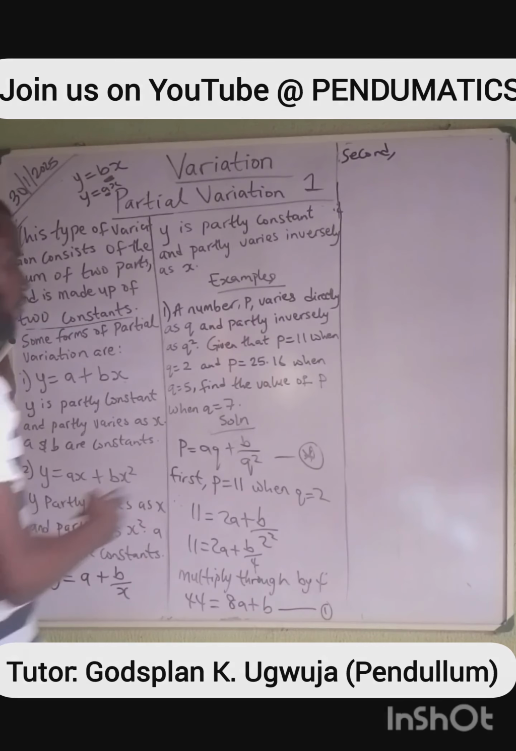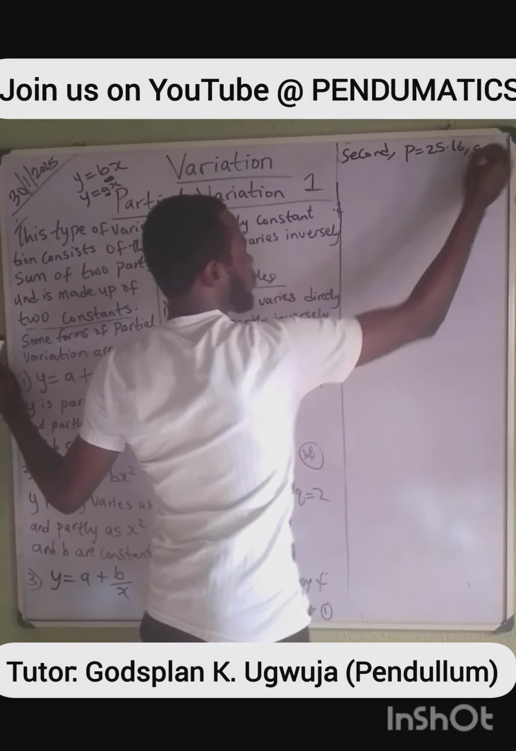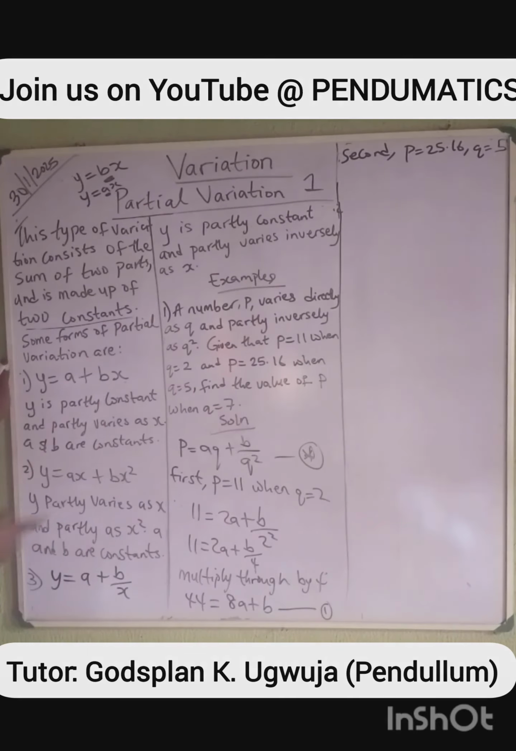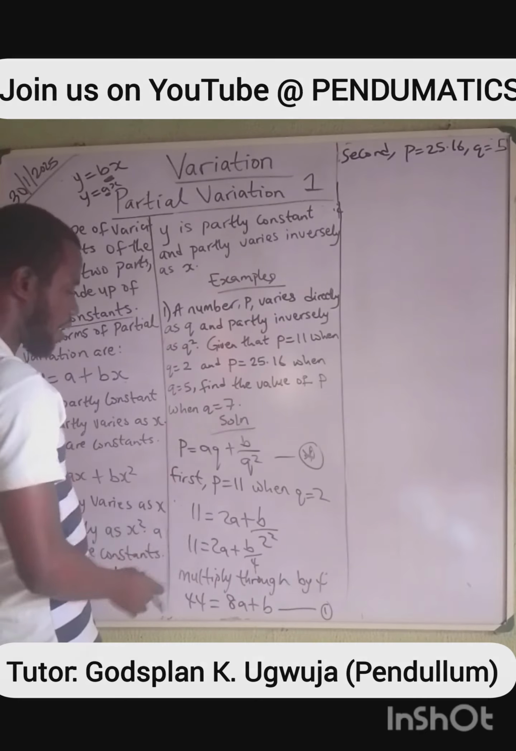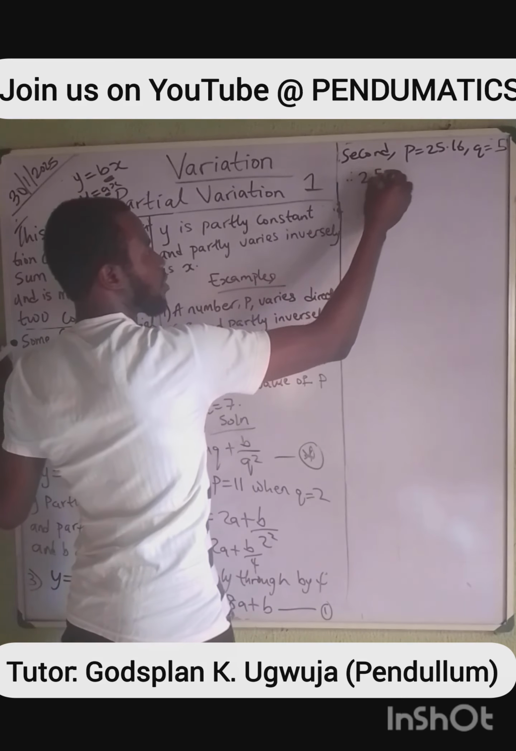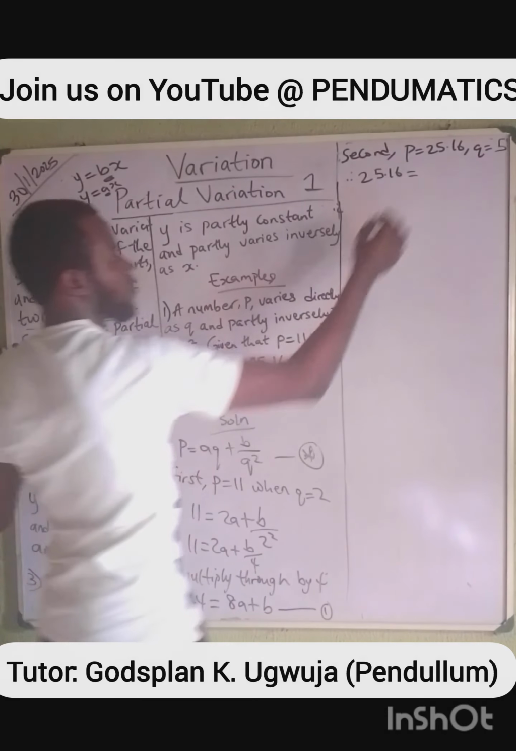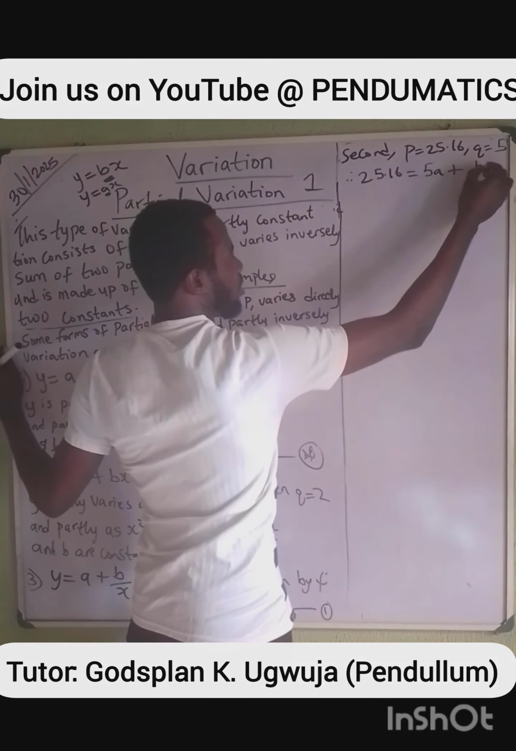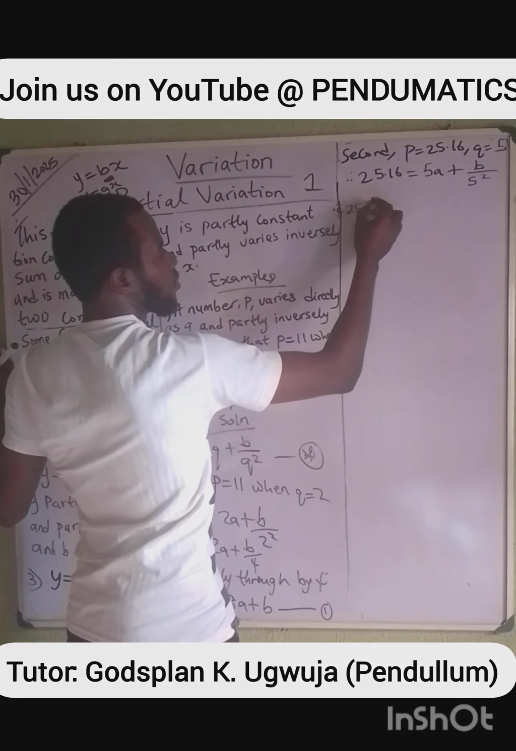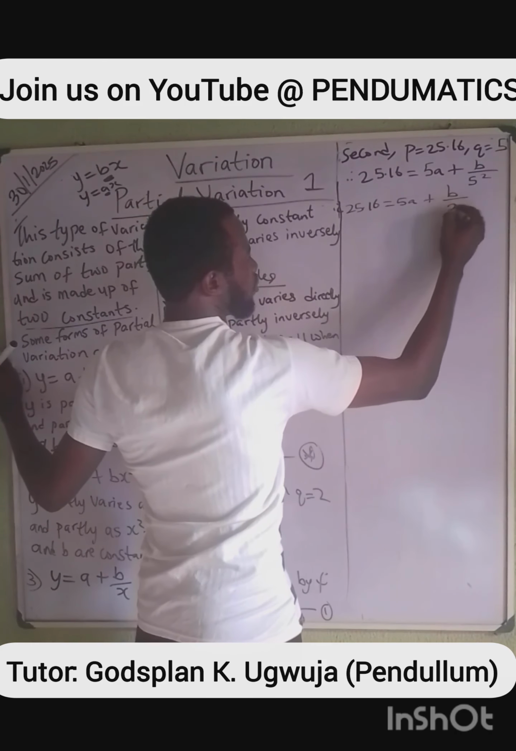we are also told that P is 25.16 when Q is 5. We're also given these values, so we also substitute them into this original equation. So therefore, 25.16, which is P, is equal to AQ, and Q is 5. So 5A plus B over 5 squared, that's our Q. 25.16 is equal to 5A plus B over 5 squared, which is 25.